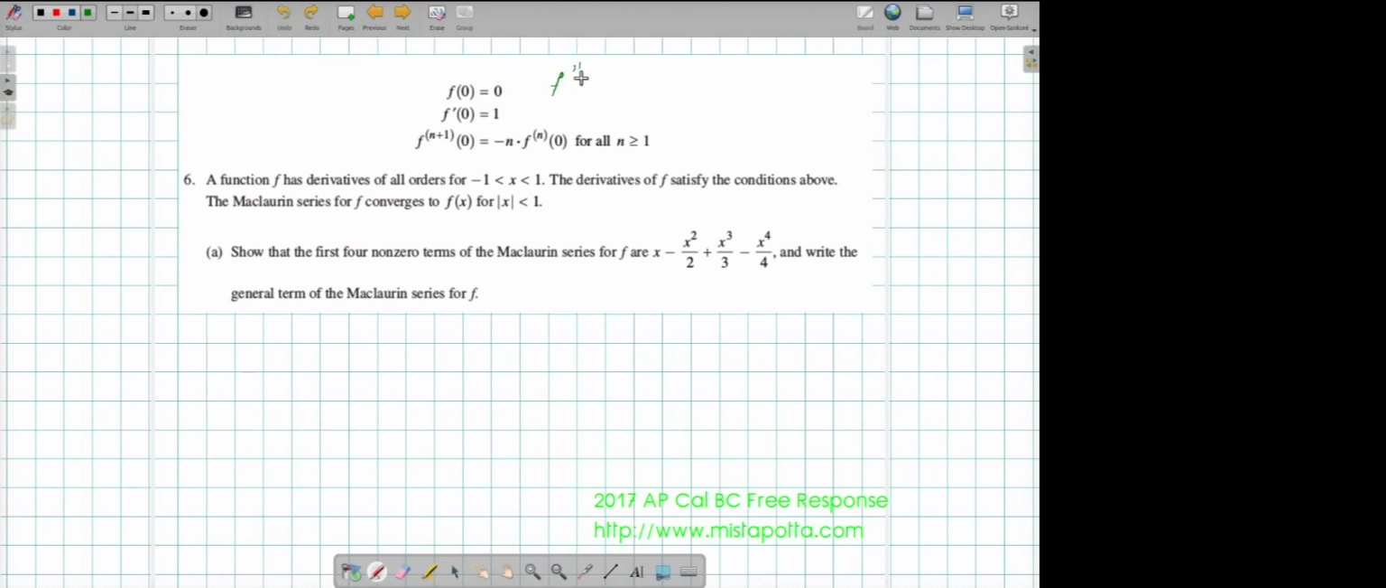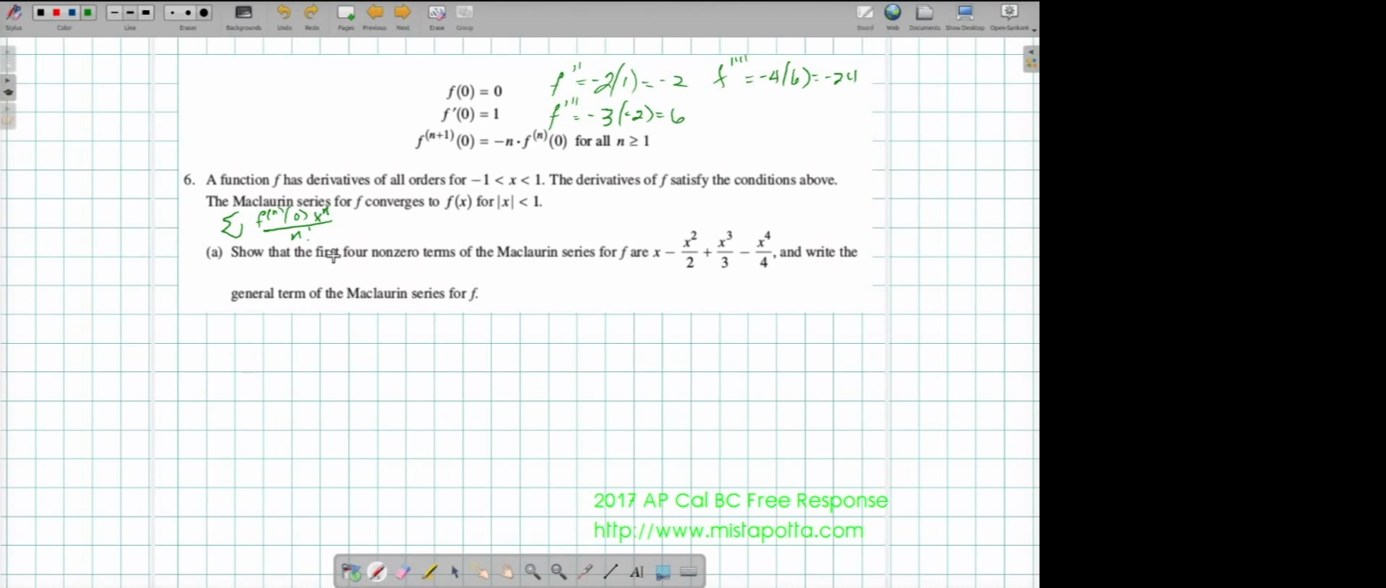If I want f double prime, that means n is 2. So this is -2 times 1, which is -2. If I want to find the third derivative, that means that n is 3, so this is -3 times my previous derivative, which is 6. And I can continue in this idea. The fourth derivative, n is 4, so this is -4 times 6, which is -24. I can keep going with this pattern, but remember that a Maclaurin series is going to be the sum of the nth derivative at 0 times x to the n over n factorial.